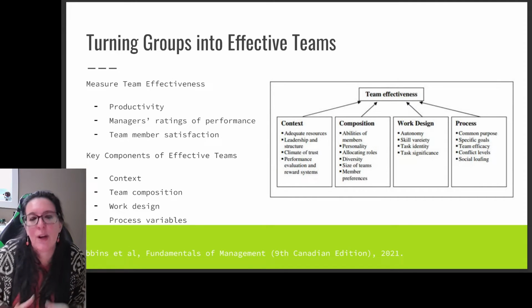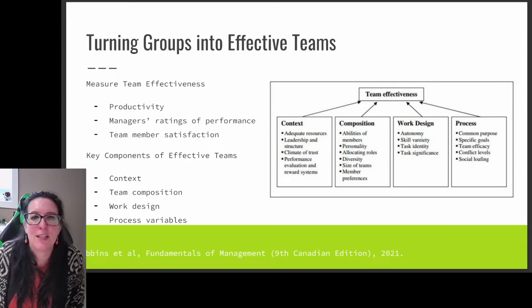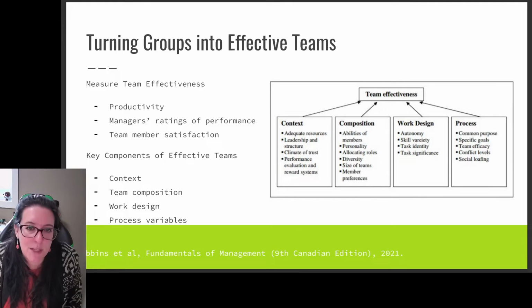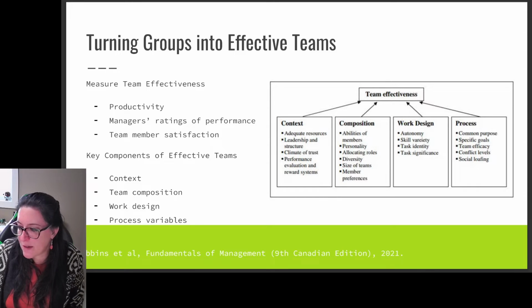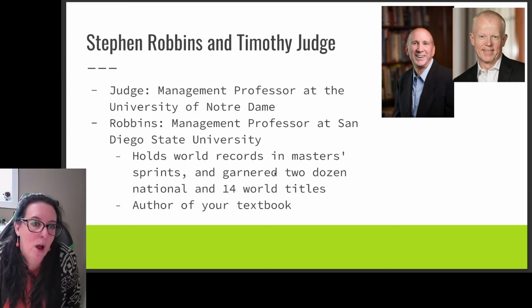In terms of creating an effective team, there are 4 components for team effectiveness: context, composition, work design, and process. And so this team effectiveness components comes from Stephen Robbins and Timothy Judge. Judge is a management professor at the University of Notre Dame. Robbins, a management professor at San Diego State University.